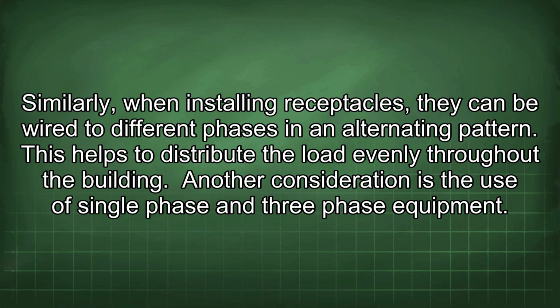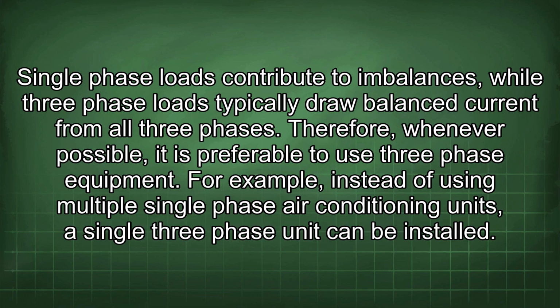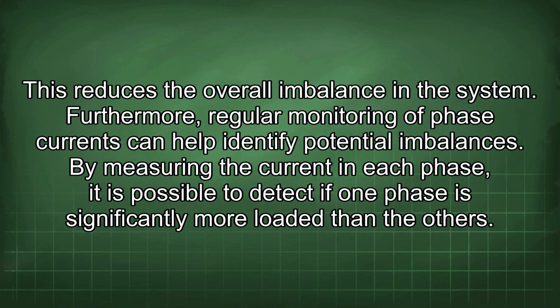Another consideration is the use of single-phase and three-phase equipment. Single-phase loads contribute to imbalances, while three-phase loads typically draw balanced current from all three phases. Therefore, whenever possible, it is preferable to use three-phase equipment. For example, instead of using multiple single-phase air conditioning units, a single three-phase unit can be installed. This reduces the overall imbalance in the system.